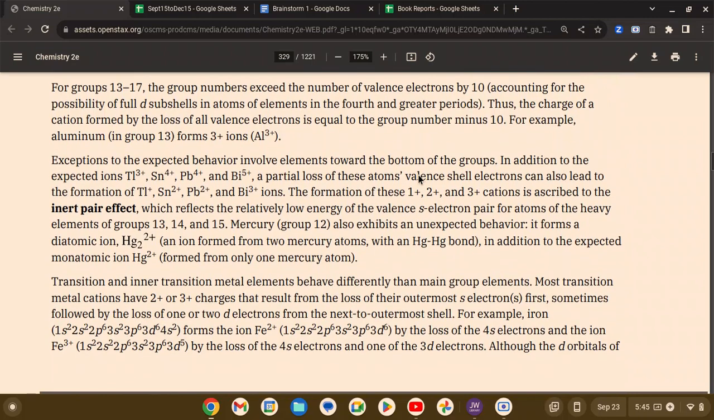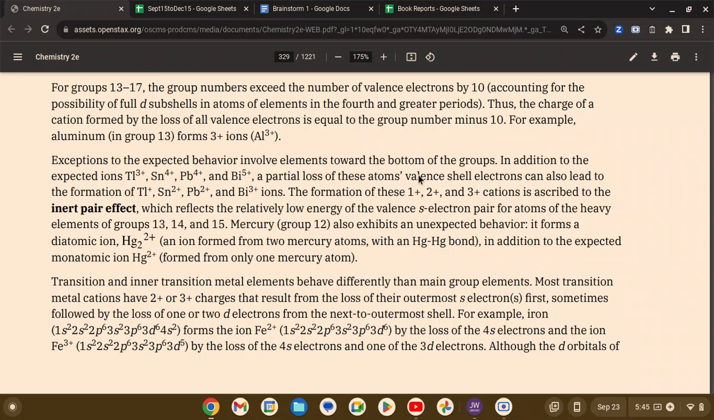For groups 13 to 17, the group numbers exceed the number of valence electrons by 10, accounting for the possibility of full d subshells in atoms of elements in fourth and greater periods. Thus, the charge of a cation formed by the loss of all valence electrons is equal to the group number minus 10. For example, aluminum forms 3+ ions.